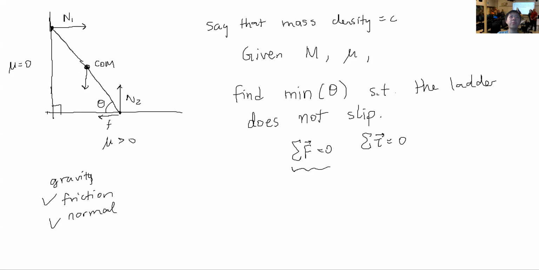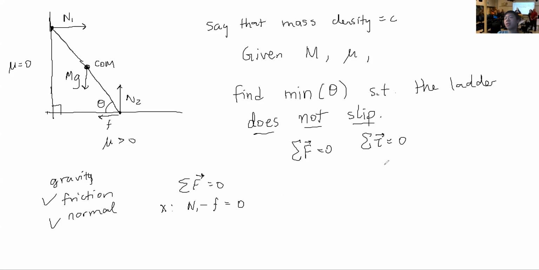So we're given M, and the gravitational force is mg. This has a magnitude of mg. So first, let's tackle sum of f is equal to 0. What does that mean? The point is that the ladder stays still because it does not slip. So sum of f is equal to 0. First we can consider the x component. On x, we have N1 minus f is equal to 0, right?